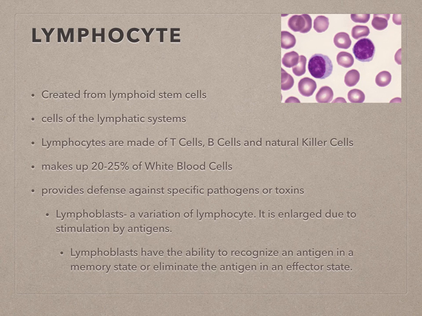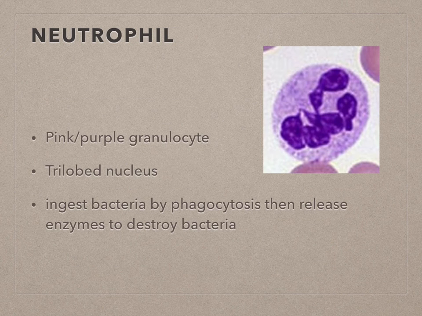When a lymphocyte has eaten an antigen and become a lymphoblast, the cell then has the ability to either recognize or destroy the pathogen or toxin that it has eaten. This means it can recognize an antigen in a memory state of the cell, or it can eliminate the antigen in an effector state, which will get rid of it altogether.